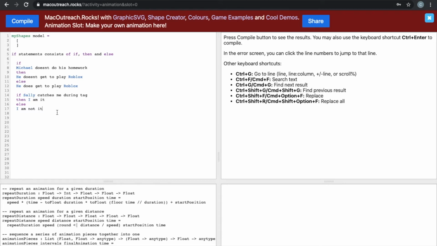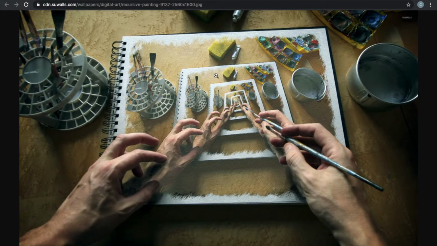This might be a little bit more complicated. Okay, so what's happening here? Well, basically what's happening is that as we paint new paintings, we keep doing more paintings inside those paintings as long as there's space left. Okay, so that's the key point here, is that as long as there's space left.